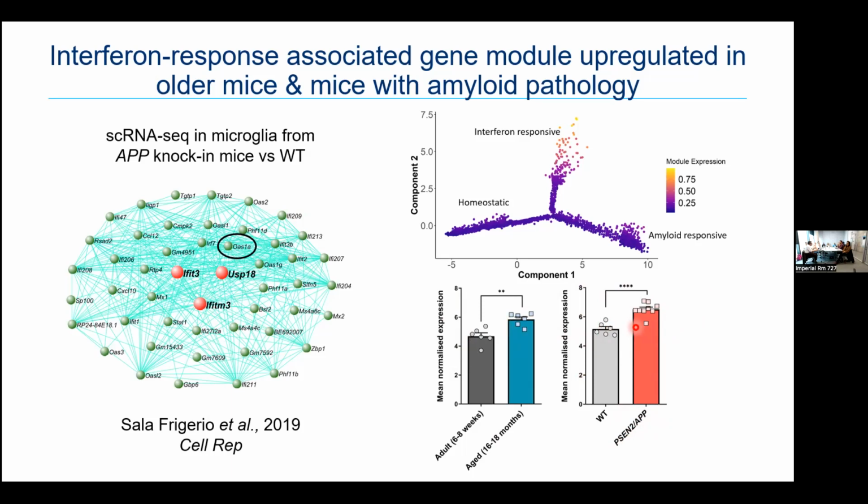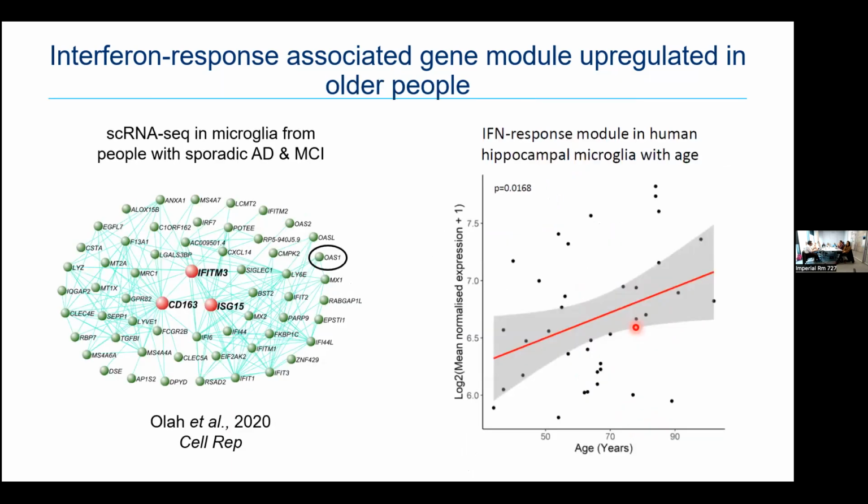So this is mouse microglia. We've done the same using human microglia. Now this is human microglia isolated from people with sporadic Alzheimer's and mild cognitive impairment. This is Martha Oehler's data. Again, we reanalyzed it by performing network analysis, and we derived a network which looks quite similar to the one that we found in mouse microglia. OAS1 is quite central again within this interferon responsive network.